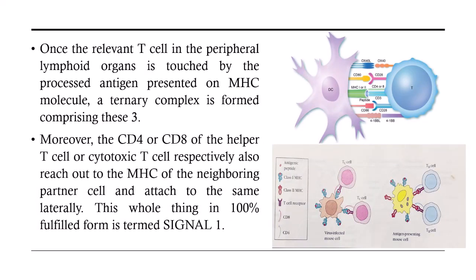Once the relevant T cell in the peripheral lymphoid organs is touched by the processed antigen presented on the MHC molecule, a ternary complex is formed comprising these three, that is, the T cell, the MHC and the antigen. Moreover, the CD4 or CD8 of the helper T cell or cytotoxic T cell respectively also reach out to the MHC of the neighboring partner cell and attach to the same laterally. This whole thing in 100% fulfilled form is termed signal 1.